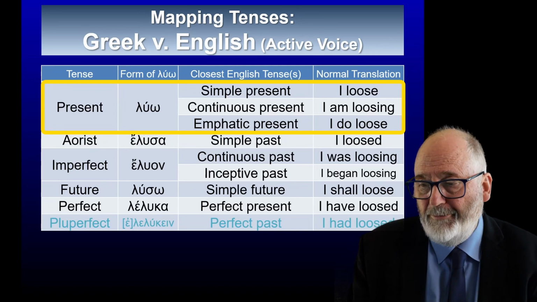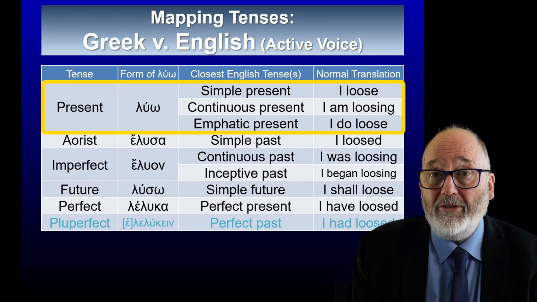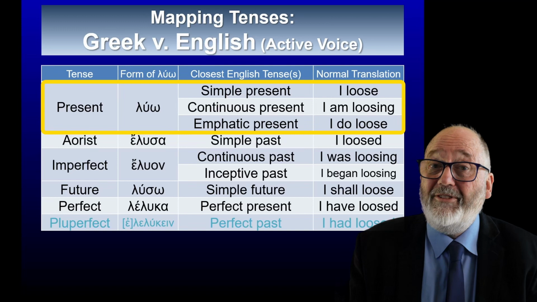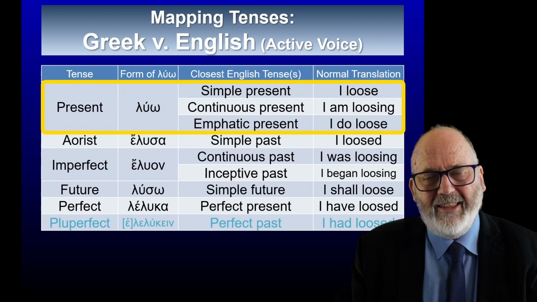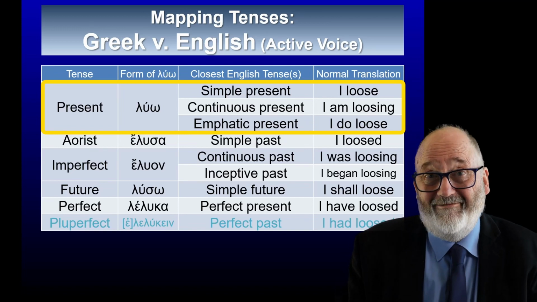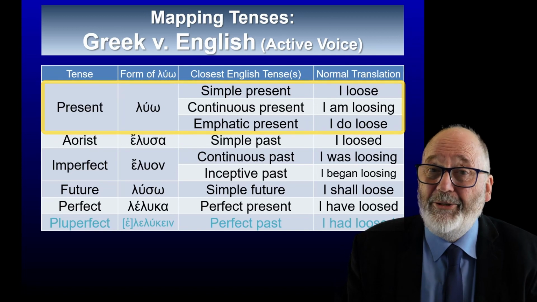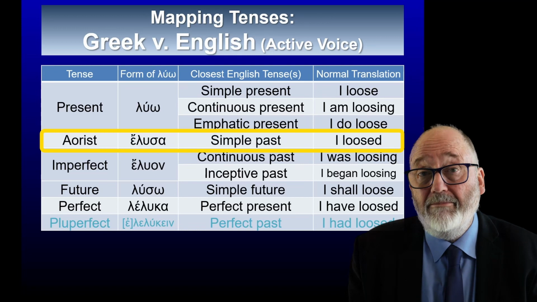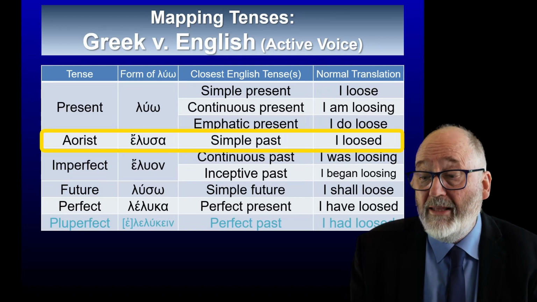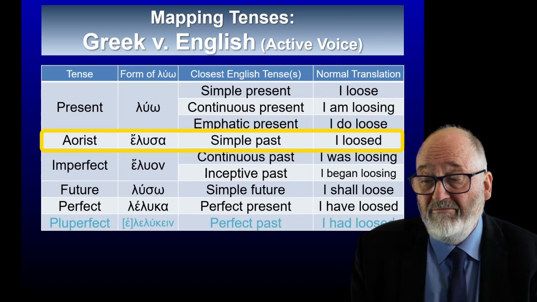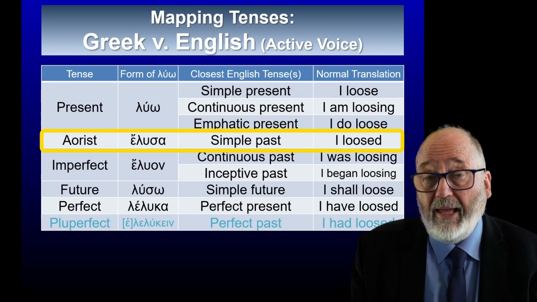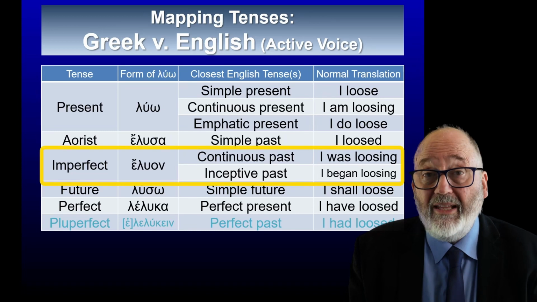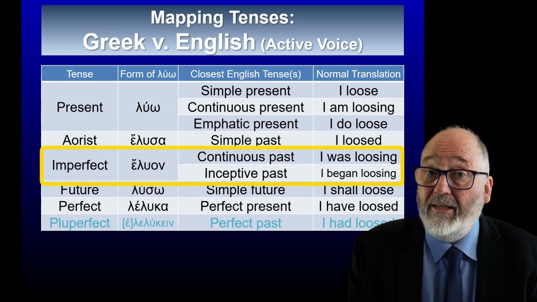Just take, for example, I not loose. Well, that doesn't make sense in English, does it? I not loose. You have to say, I do not loose. Where did that do come from? Well, that's what we use in English, and that's called an emphatic present. When we look at the aorist tense, the closest English tense would be the simple past, and you translate elusa as I loosed. When we come to the imperfect, there are 2 possible translations here.